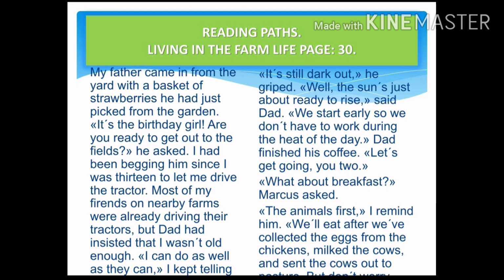I had been begging him since I was 13 to let me drive the tractor. Most of my friends on nearby farms were already driving their tractors, but Dad had insisted that I wasn't old enough. I can do just as well as they can, I kept telling my father. When you're 15, he always said.